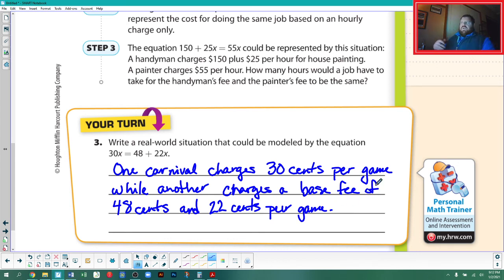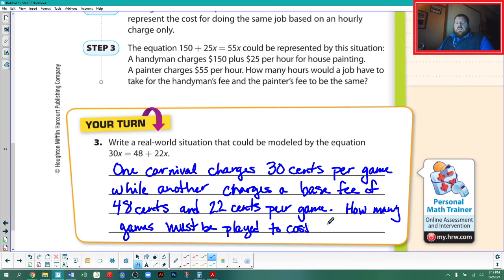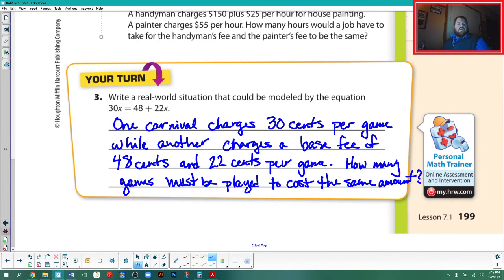And the question comes to what's the break-even point? And the way that we would have to phrase that is something along the lines of how many games must be played to cost the same. The same amount. And you could elaborate on that, like to say the same amount at each carnival. I just ran out of room. So something along those lines.